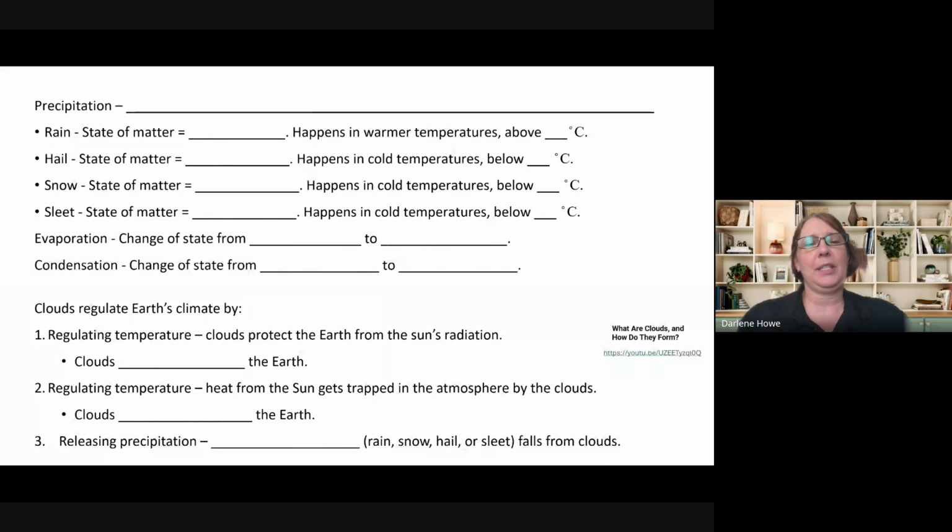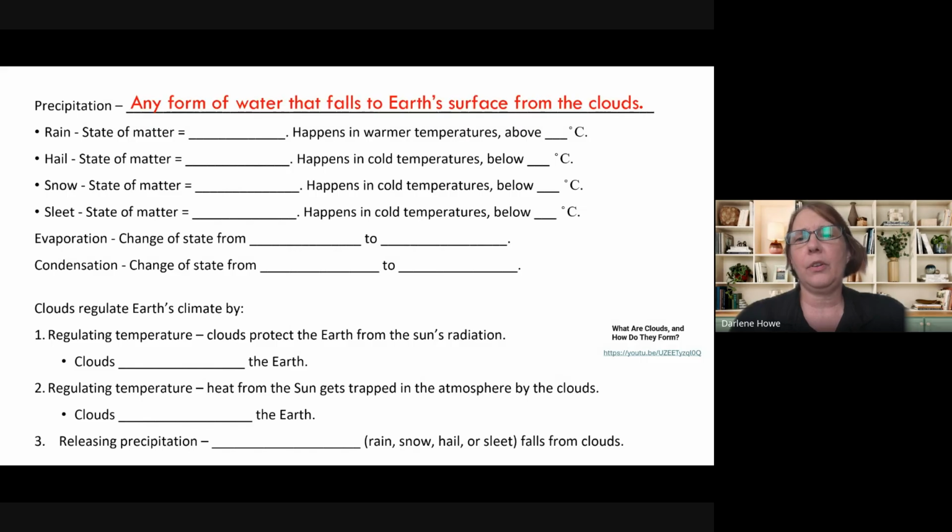Precipitation. What is precipitation? Okay, again, I don't have a jazzy little way to remember this. Precipitation is any form of water that falls from the sky, okay? So water that falls to the Earth's surface from the clouds. Clouds make precipitation, and it's as simple as that. They make rain. So what state of matter is rain? Gas, liquid, solid? It's a liquid.